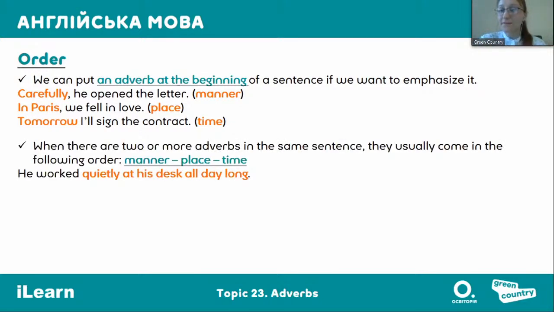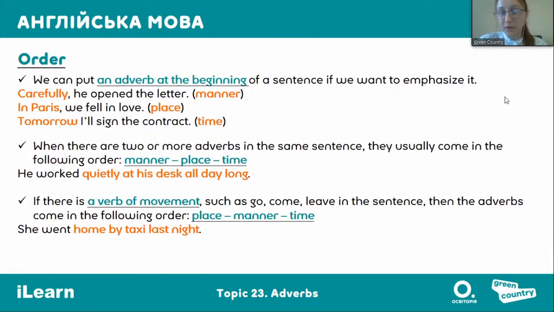But if you have several adverbs in one sentence, they usually go in this order: manner, place, time. We discussed adverbs of manner, that's how. For example, quietly; place, at his desk; time, all day long. So they follow this order: manner, place, time. How, where, and then when.